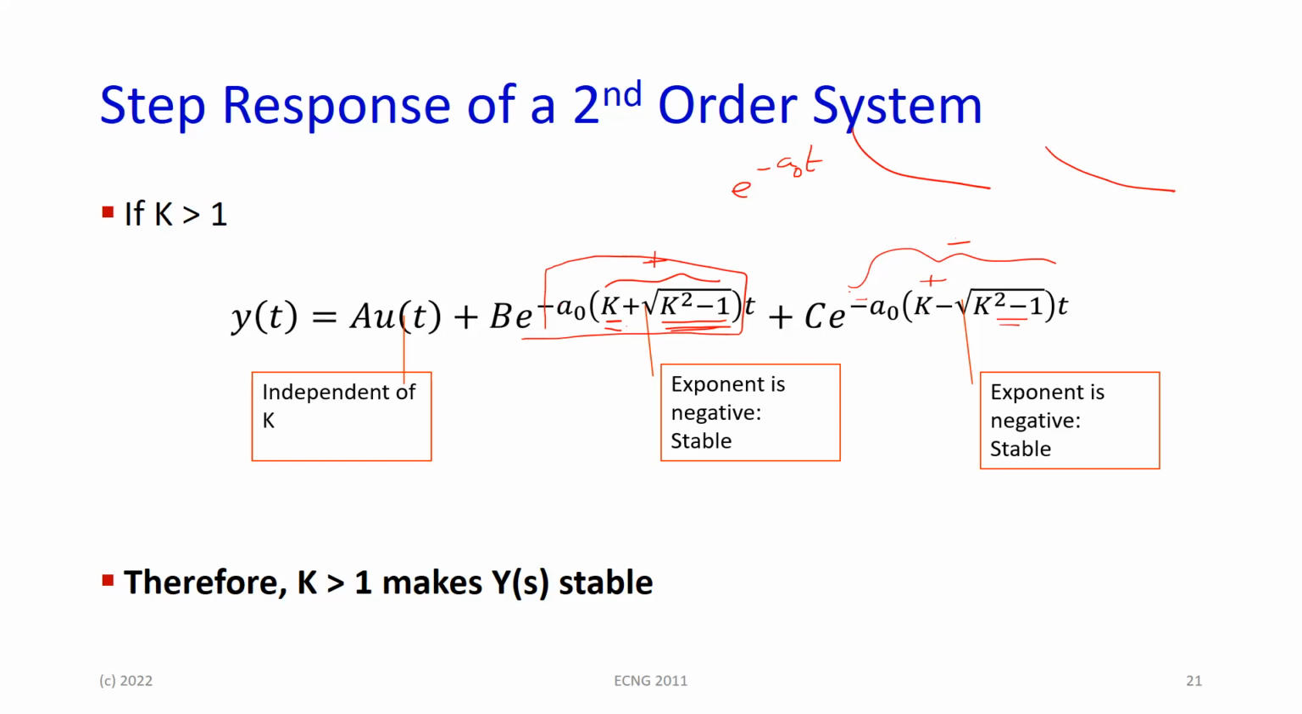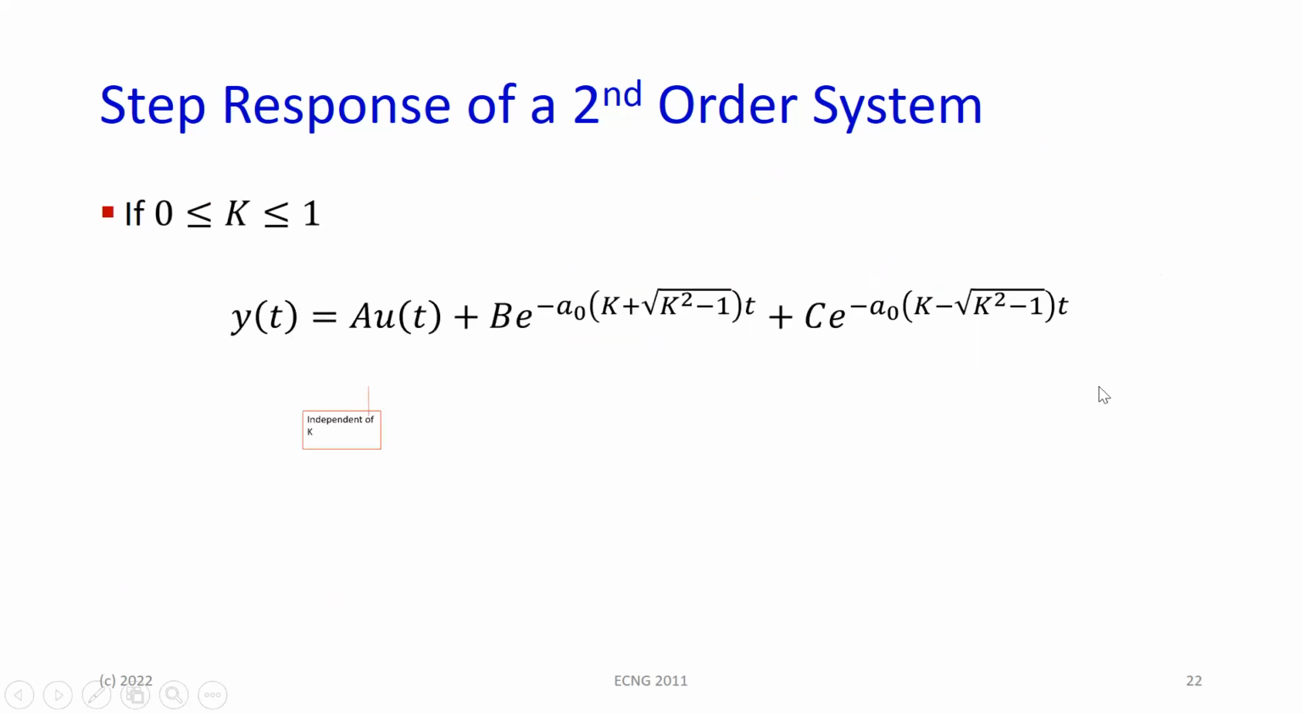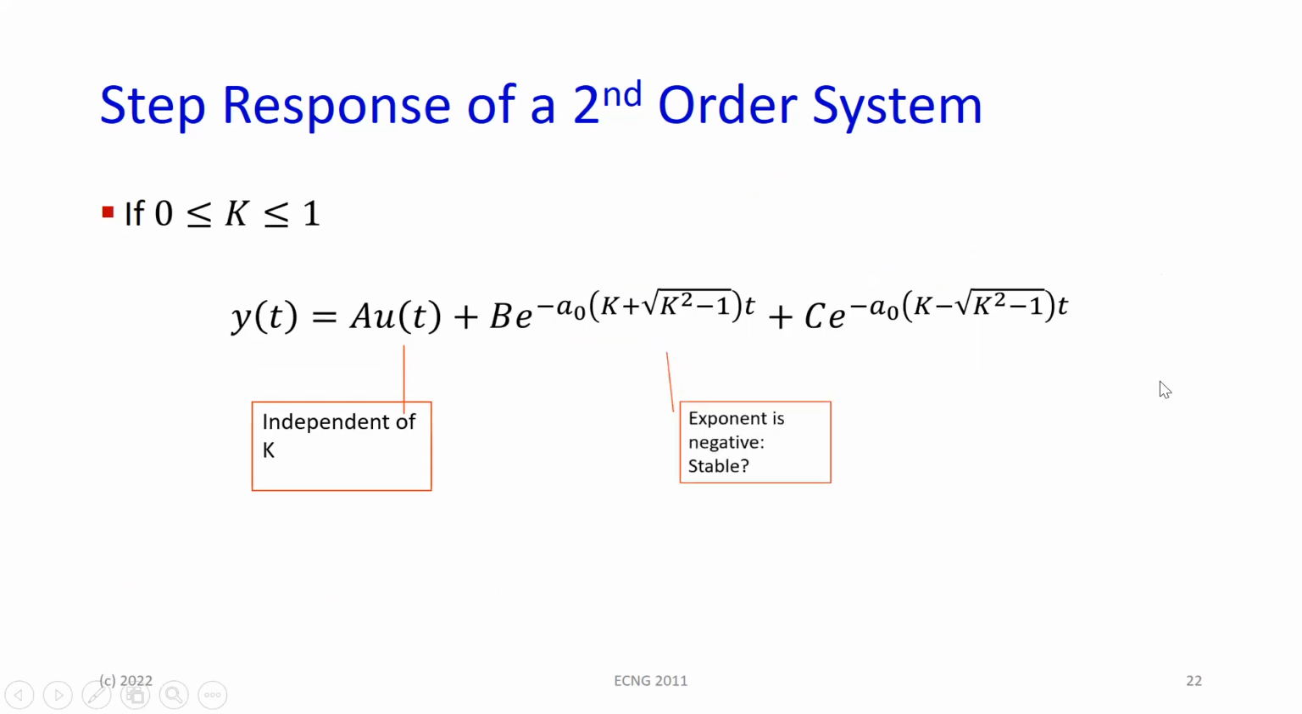K less than 0, system unstable. K greater than 1, system stable. K between 0 and 1, let's look and see what happens. The first term doesn't care.